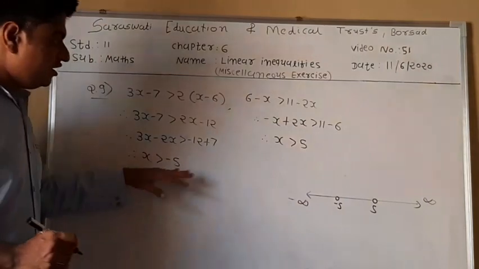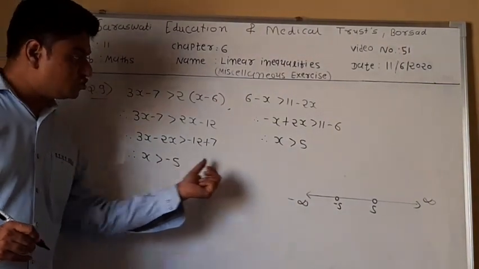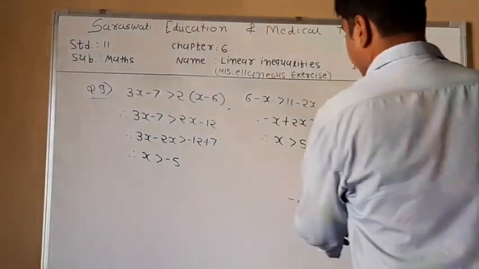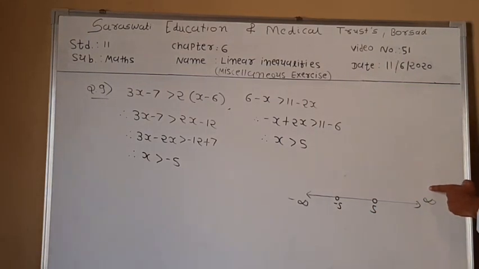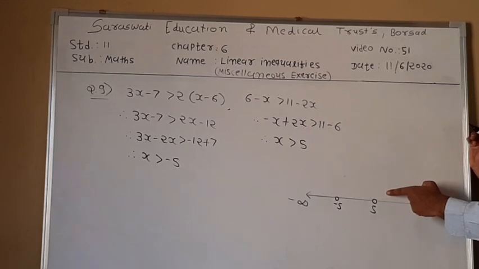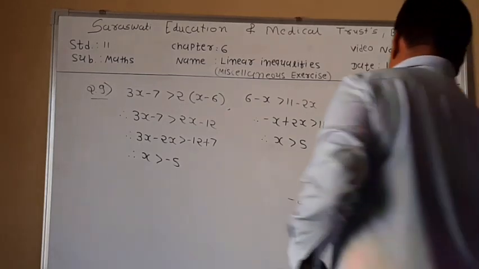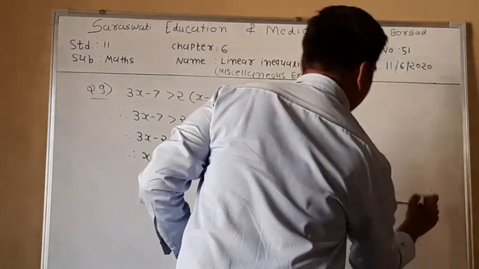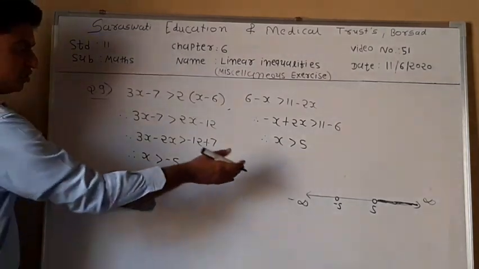Now in this question both arrows go to the right side, so which portion is common? Here minus 5 is present. The arrow goes from this side, and 5 also has an arrow going from this side, so the common portion is like this portion. Our shaded portion can be represented this way. So here we draw a dark line, and our answer is this.